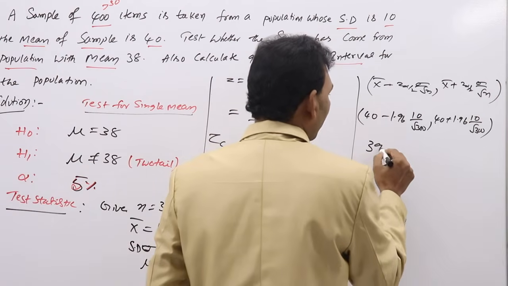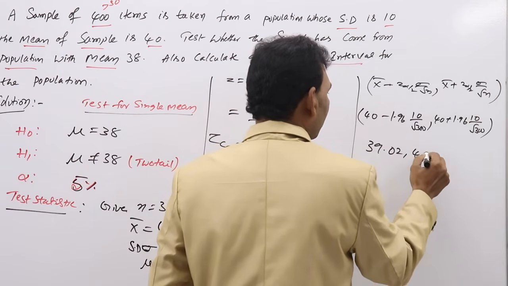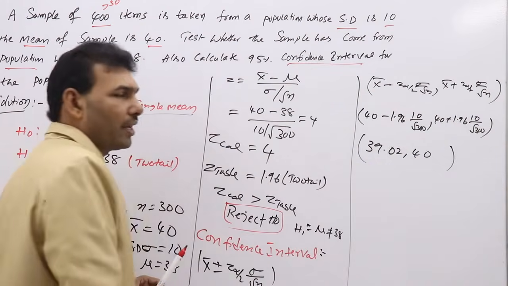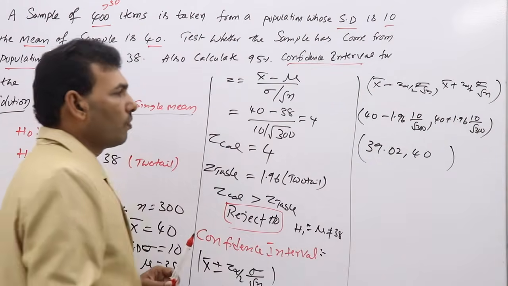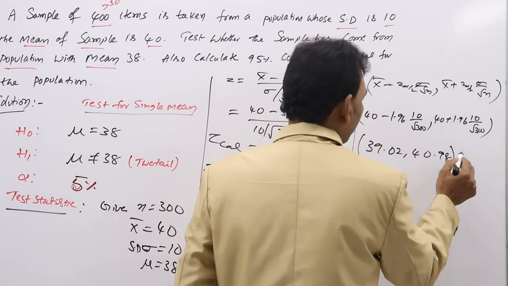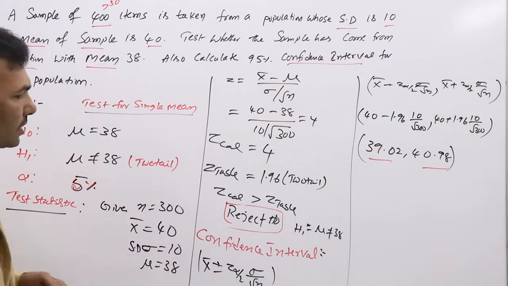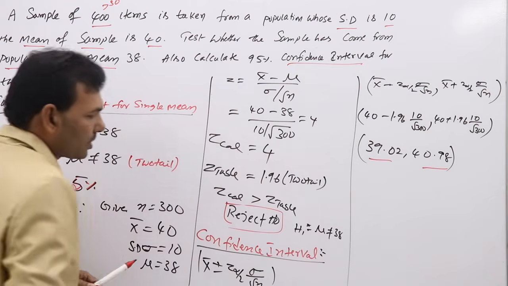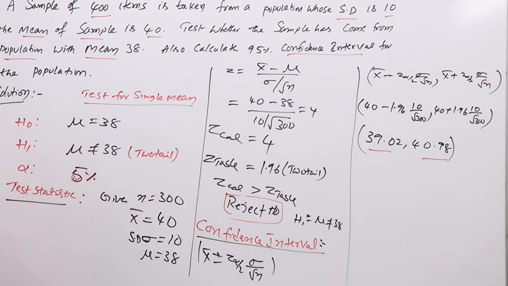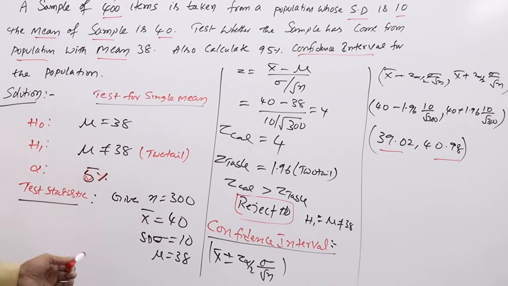The confidence interval, using the calculator, is 39.02 to 40.98. So this is the confidence interval. Like this, one can easily calculate the confidence interval of a large sample mean. Any doubts you may express anywhere.